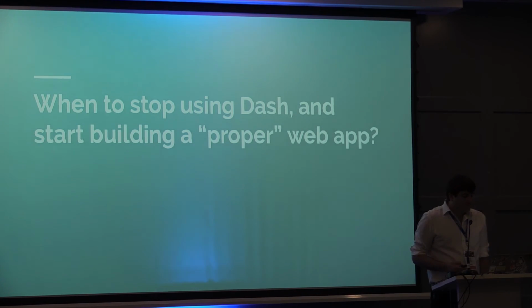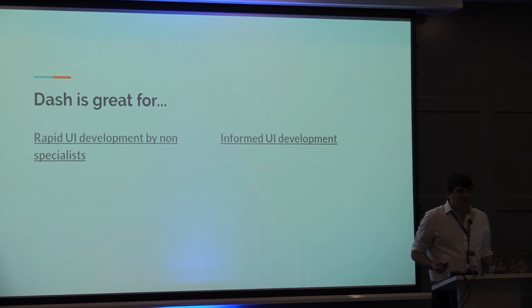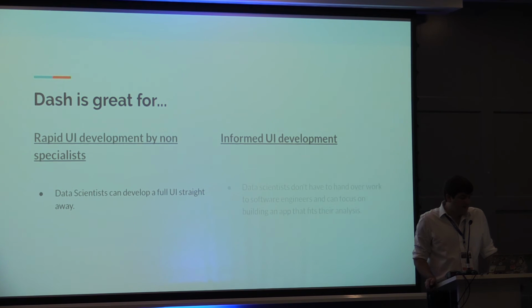That brings me now to my final few points about when to stop using Dash and start building what we might call a proper web application. You've got to think about what Dash is good for. One of the brilliant things about Dash is that it allows for really rapid UI development by people who aren't specialists in that field. A data scientist can develop a full UI straight away, really, without having to become an expert in JavaScript or other associated technologies on the web like CSS and so on. And it really allows for informed web development as well.